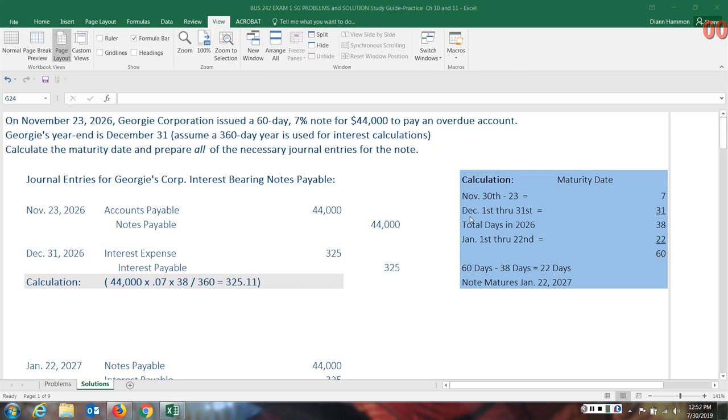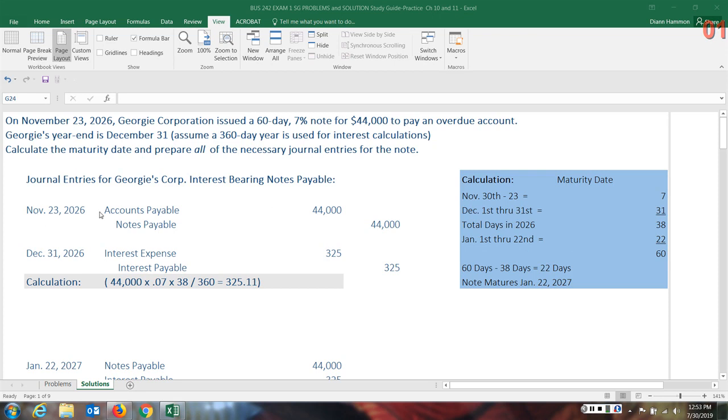And then we'll pick up the full month of December, 31 days. So the total number of days for 2026 would be 38. Going forward into January up until the 22nd gets us our total 60 days. So the note is going to mature or be due on January 22nd. Now let's prepare the journal entries.